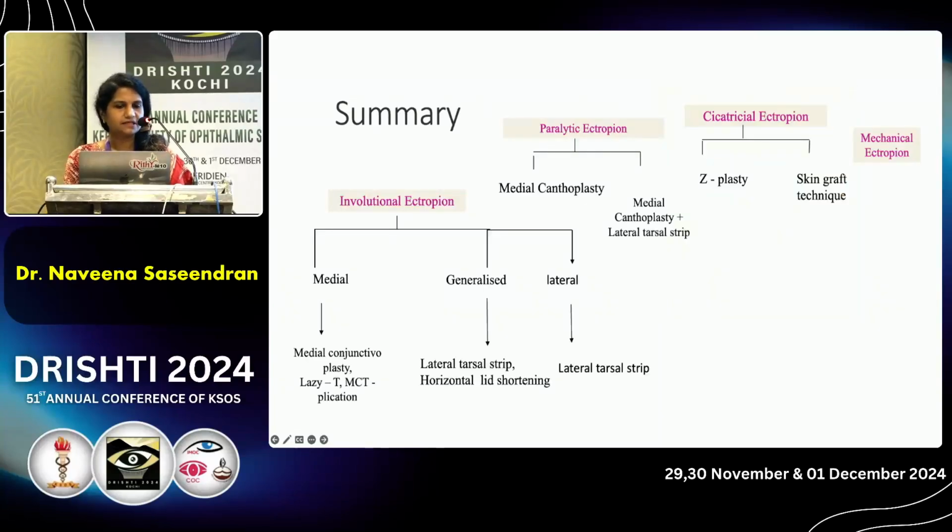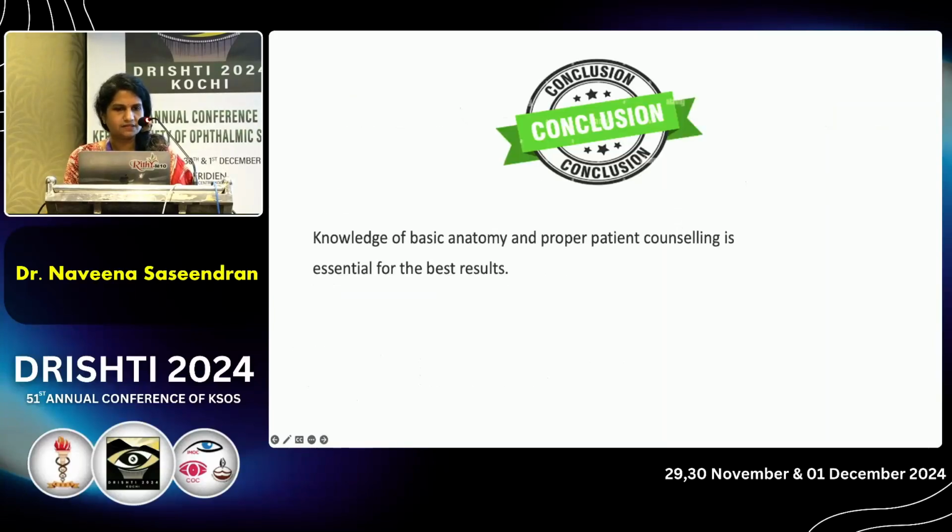So, to summarize, in case of involutional ectropion, if it is medial, punctal eversion alone, you can do medial conjunctivoplasty. If it is associated with horizontal laxity, LACT procedure is advocated. Generalized ectropion can be managed by horizontal lid shortening or lateral tarsal strip, and in case of lateral ectropion, lateral tarsal strip alone. And in paralytic ectropion, you can go for medial canthoplasty or lateral tarsorrhaphy. Cicatricial, depending upon the type of the scar, you can manage, and mechanical ectropion, treat the cause. So, to conclude, knowledge of basic anatomy and proper counseling is essential for the best results.